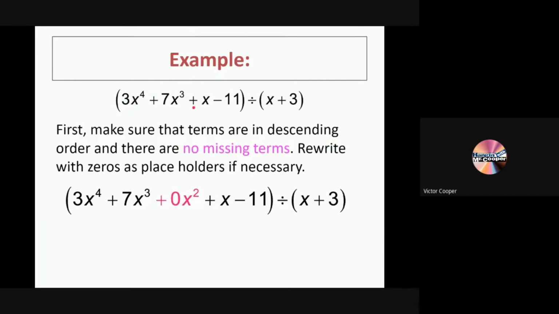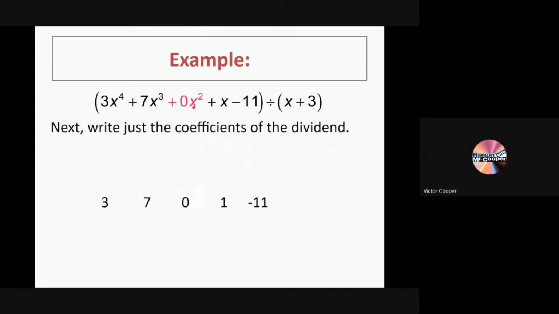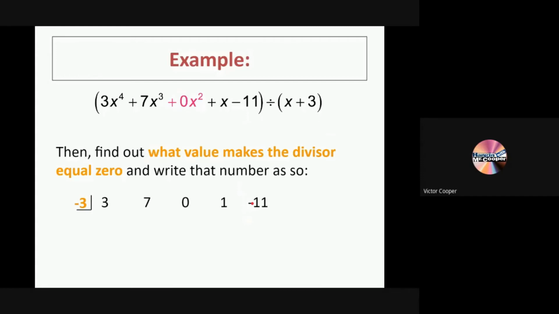So now, what we're going to do is copy the coefficients down. Coefficients, the number in front of the term. So 3, 7, 0, 1. Make sure you know that that's a 1. And then negative 11. So these are all added, so we didn't need anything, but this has a minus sign, so we're going to put negative here.